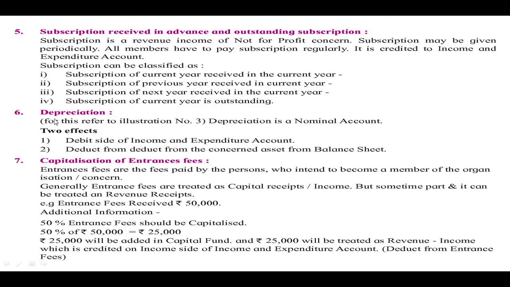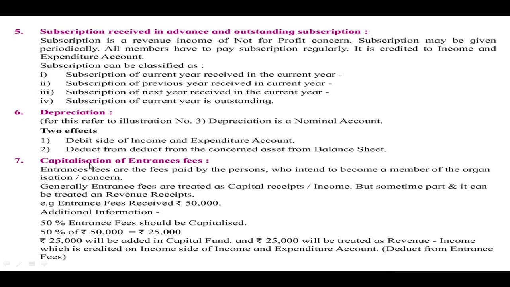The next point is depreciation. Depreciation is the loss in the value of an asset. So we have to subtract the depreciation from that particular asset in the balance sheet. That is one effect, because that asset has lost this much value during the current accounting period. And depreciation is recorded as a loss, so expenses and losses are recorded on the expenditure side of the income and expenditure account.